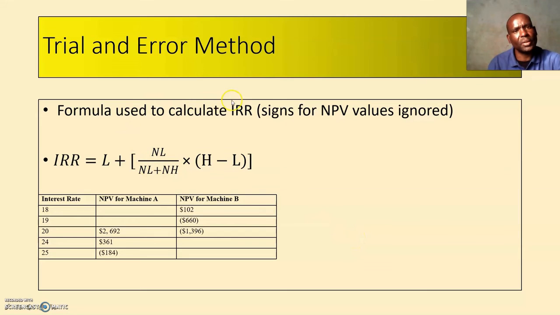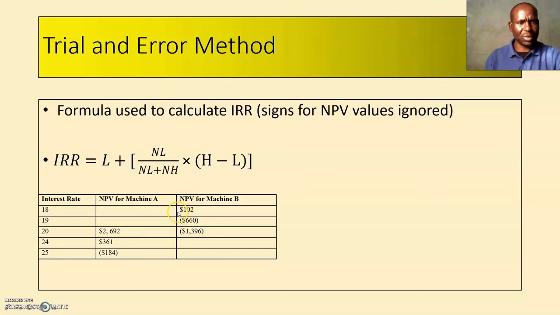Let's look at the trial and error method for calculating the internal rate of return. In this method, we use this formula for internal rate of return. That is, we've got L, which stands for the lower discount rate. H stands for the higher discount rate. NL is the NPV at the lower discount rate, and NH is the NPV at the higher discount rate.